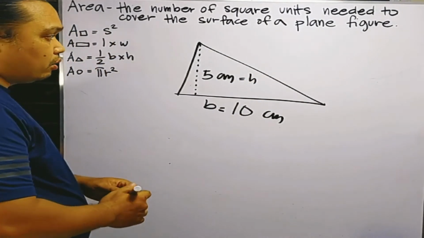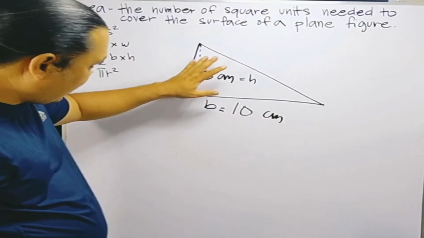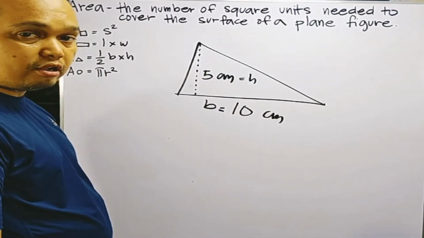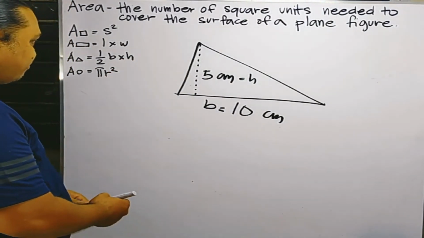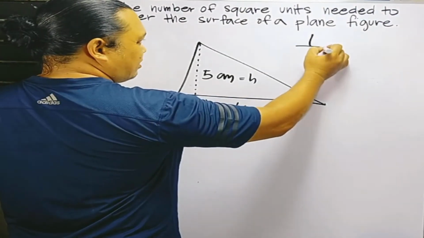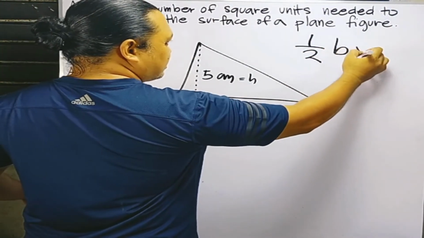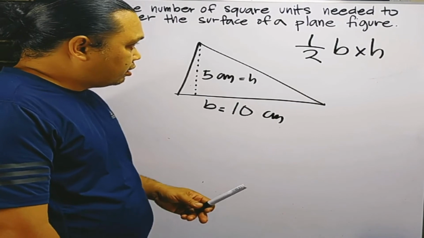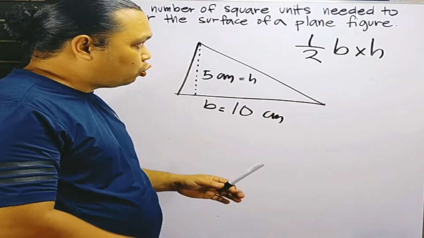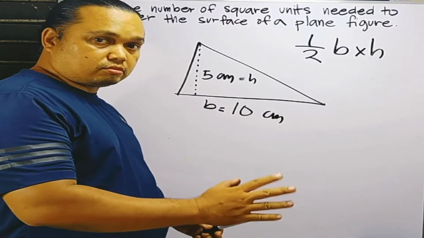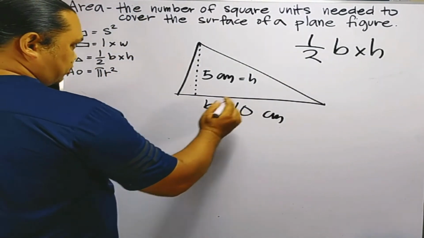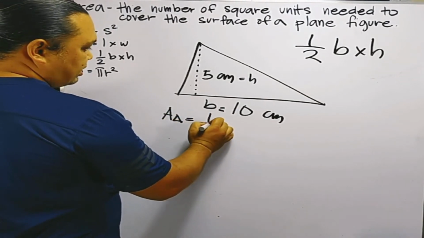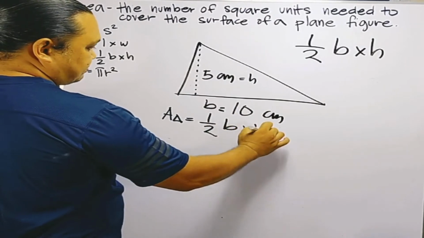Now, we want to get the area of this triangle. How do we get the area of a triangle? We're going to use the formula 1/2 base times the height. So we have here the given and the formula. All we need to do is just substitute. Let's copy first the formula: area of a triangle is equal to 1/2 base times the height.